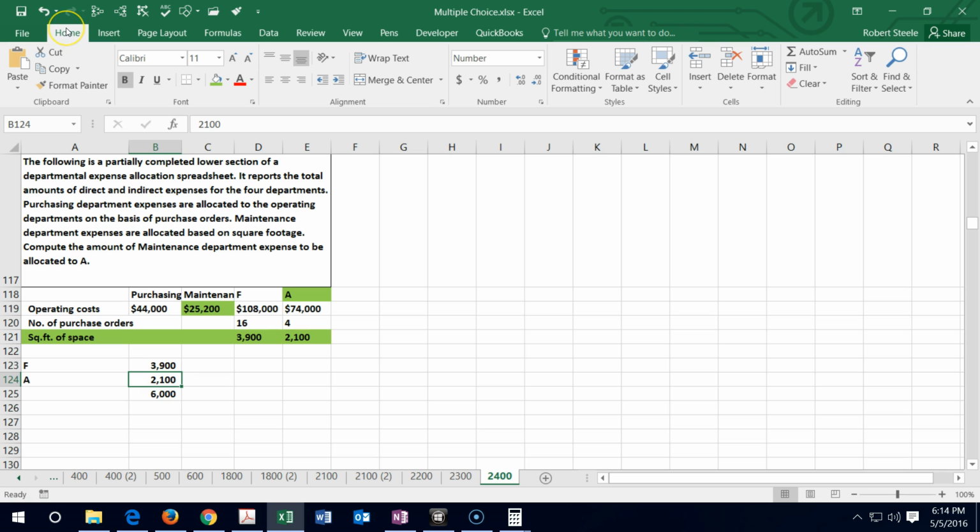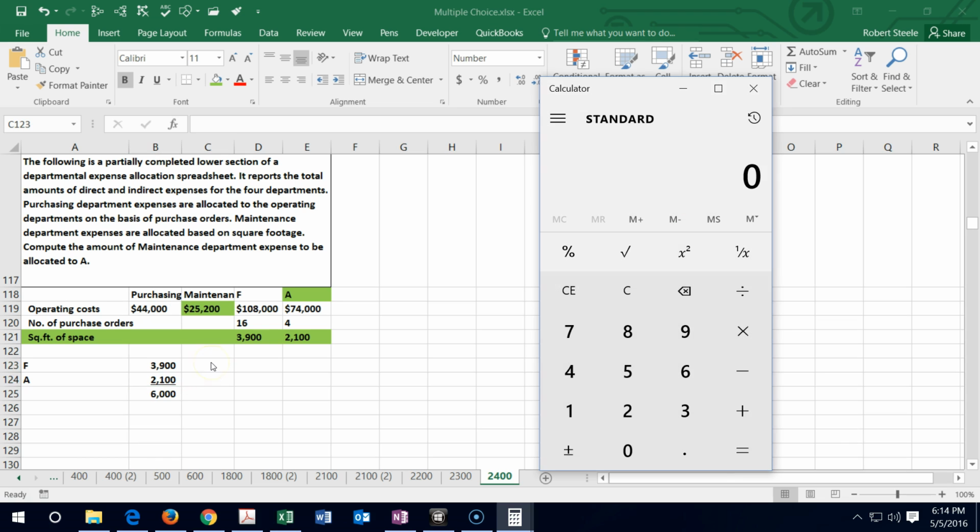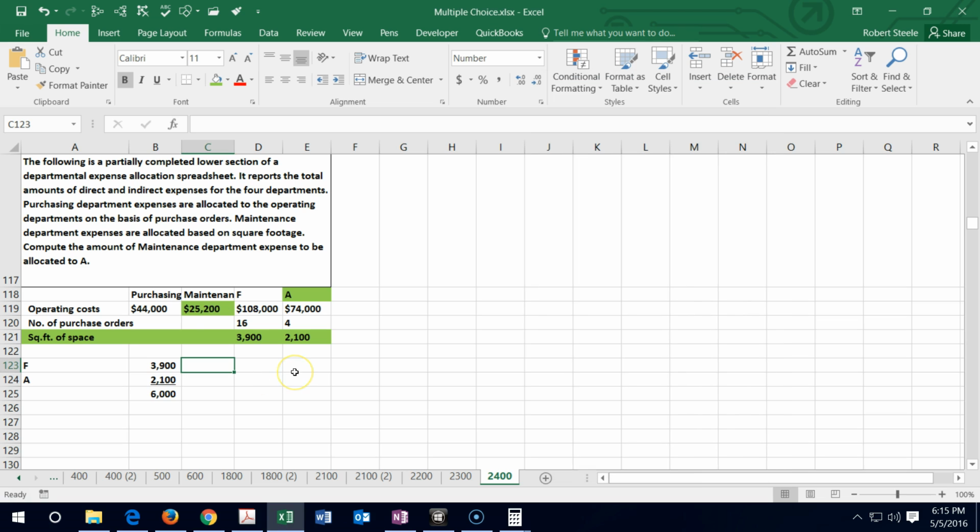Let's indicate that calculation with an underline in the home tab, the font group, and underline. So then we're going to do our ratios. I'm going to take out the calculator just to show us. It's going to be the 3,900 divided by the 6,000. And that's the 65% if we move the decimal 2 places. And so let's do that here with a formula. This equals 3,900 divided by the 6,000.